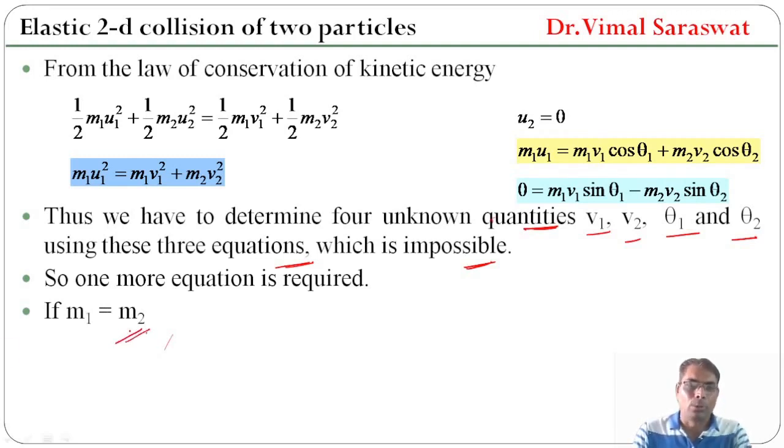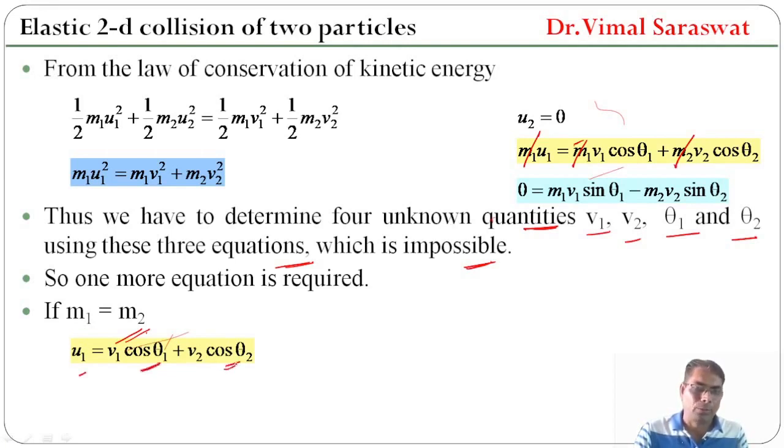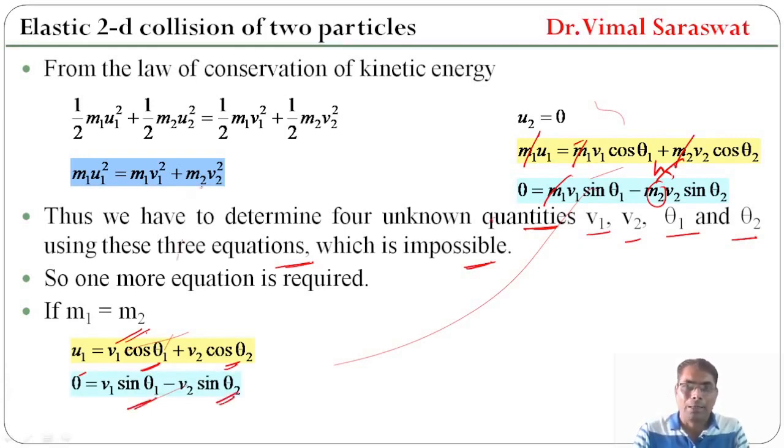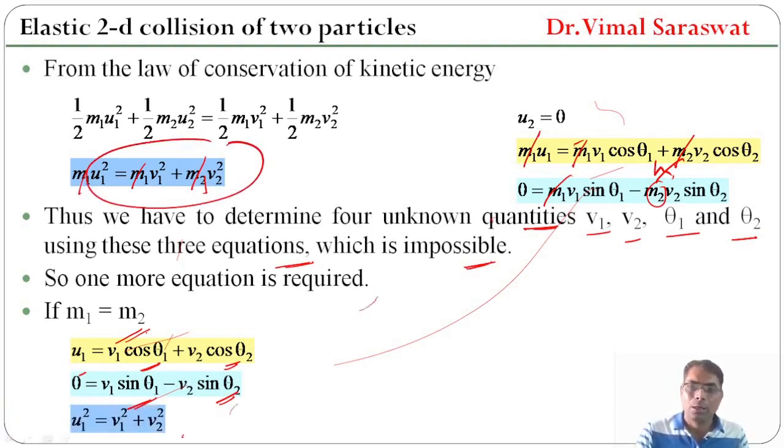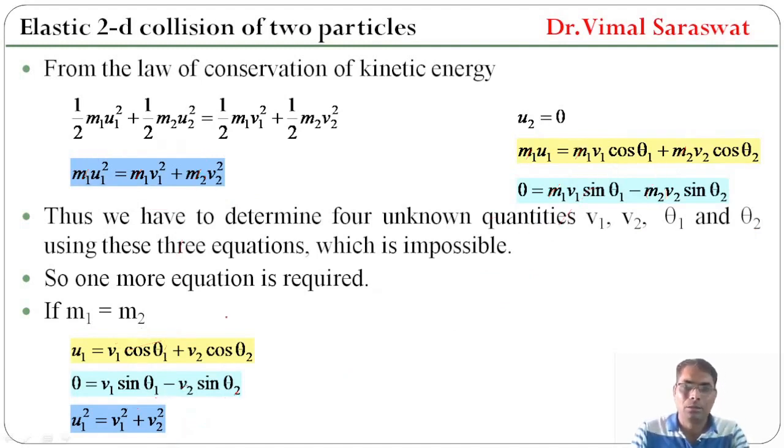So, if m1 equal to m2, then these factors will be cancelled out. So u1 equal to v1 cos theta 1 plus v2 cos theta 2, and from this equation this m2 will be m1. So m1 will be cancelled out. So 0 equal to v1 sin theta 1 minus v2 sin theta 2, and from here this will be m1. So m1 and m1 will be cancelled out. So u1 square equal to v1 square plus v2 square.